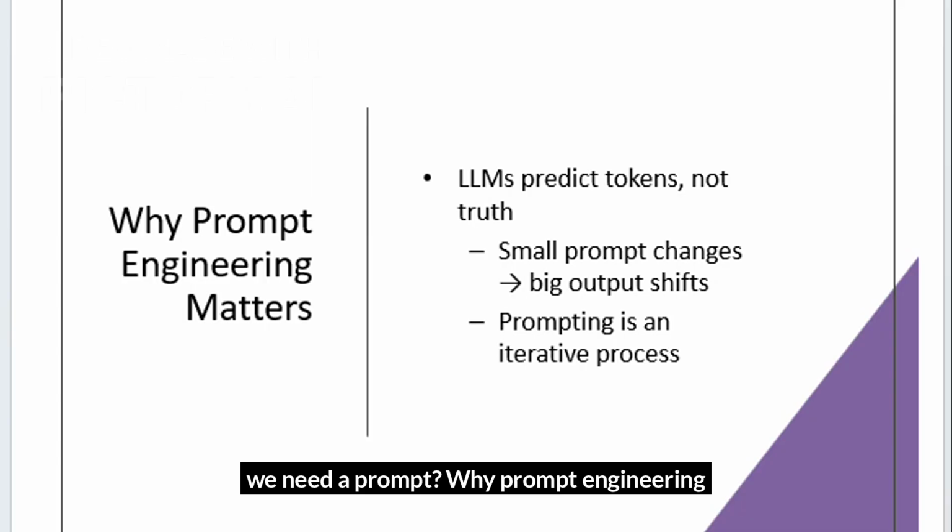So why do we need a prompt? Why does prompt engineering matter? LLMs do not think like humans. They predict the next token. Your prompt defines the path the model takes, which is why precision matters. Small prompt changes can bring big output shifts. So prompting is an iterative process.